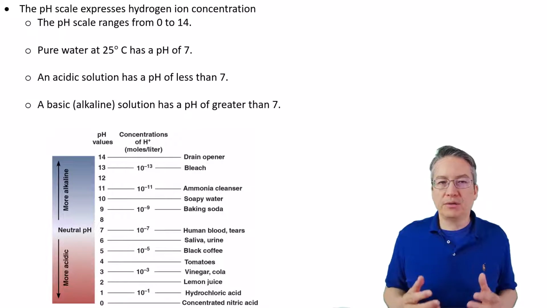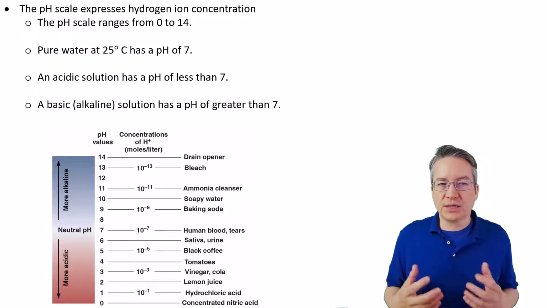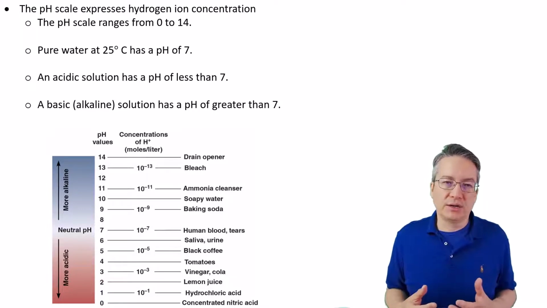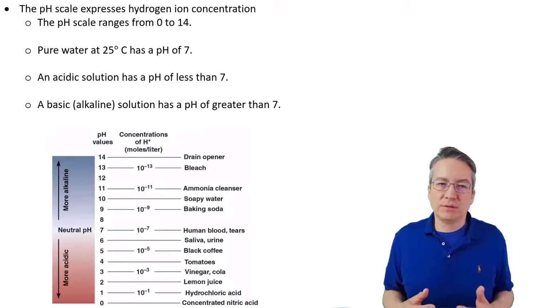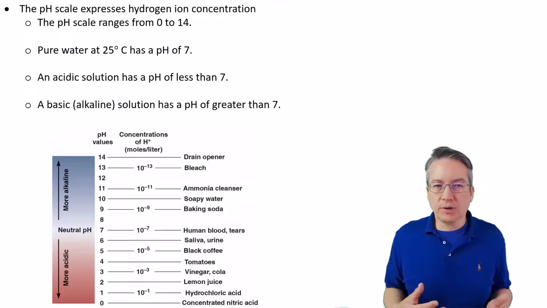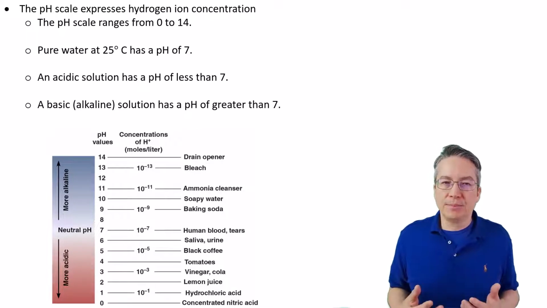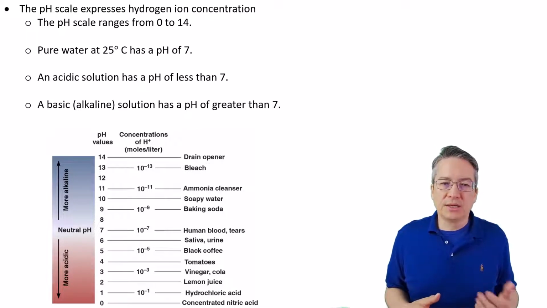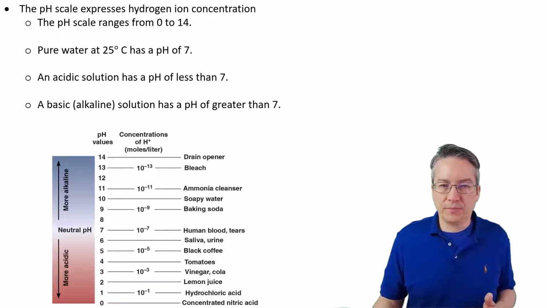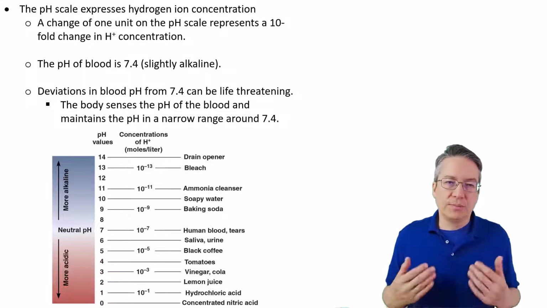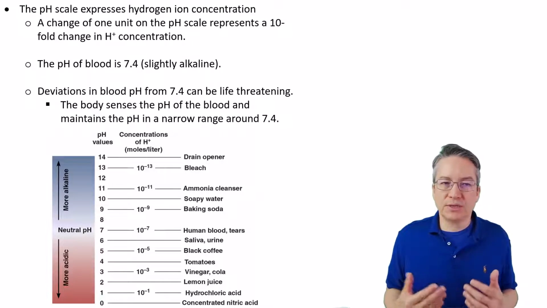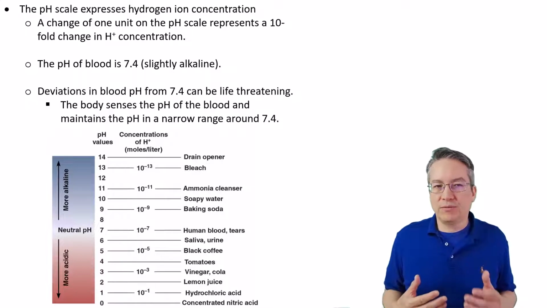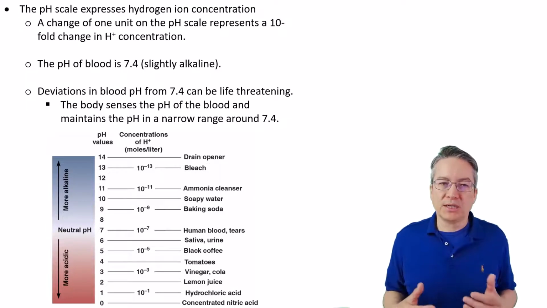So you've probably heard the term pH. pH is a scale that expresses hydrogen ion concentration. It ranges from 0 to 14. Pure water at 25 degrees centigrade has a pH of 7. An acidic solution has a pH of less than 7. A basic or alkaline solution has a pH of greater than 7. So the pH scale expresses hydrogen ion concentration. As I said, a change of 1 unit on the pH scale represents a 10-fold change in hydrogen ion concentration.